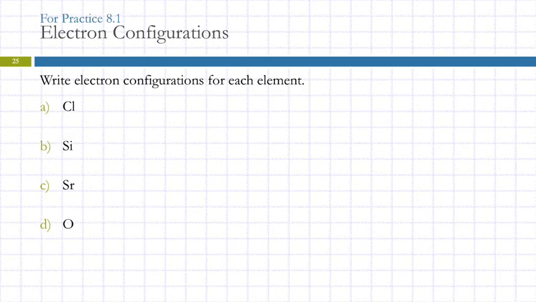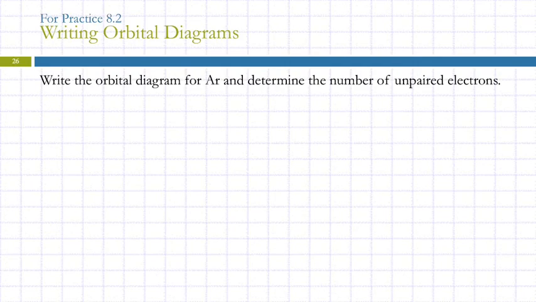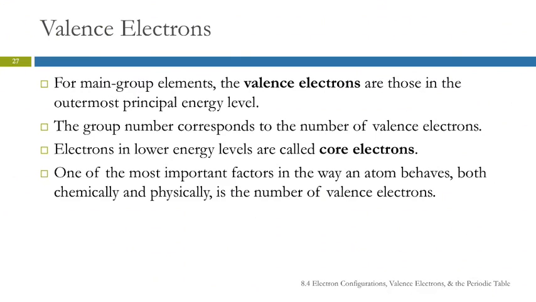So write electron configurations for each element. Orbital diagram. You know what? I'm going to skip ahead and get to the periodic table part, and we're going to come back to this. We'll come right back to that.